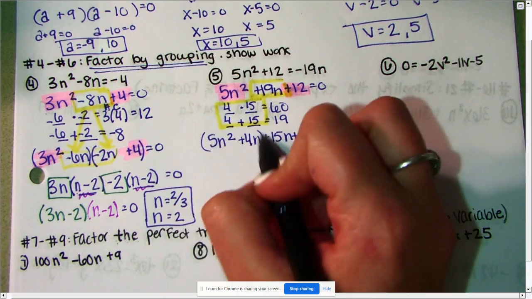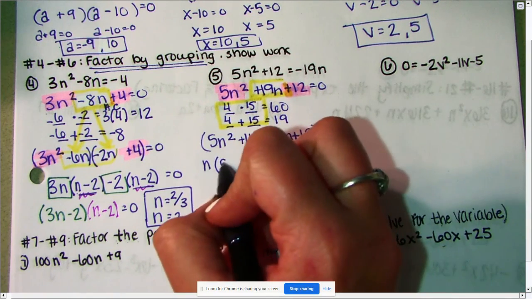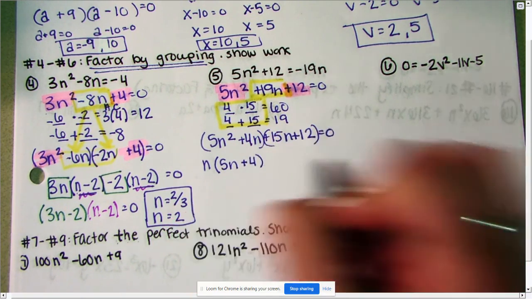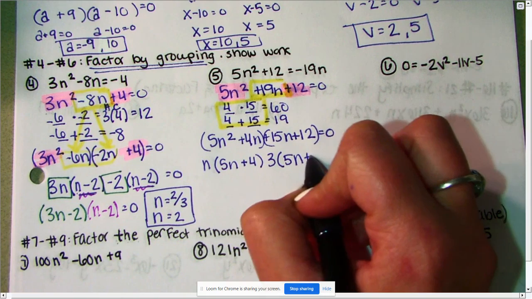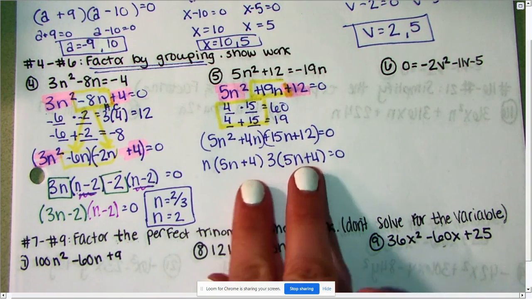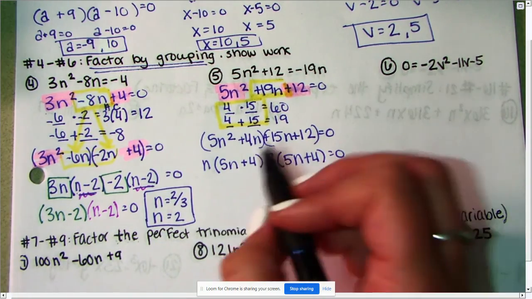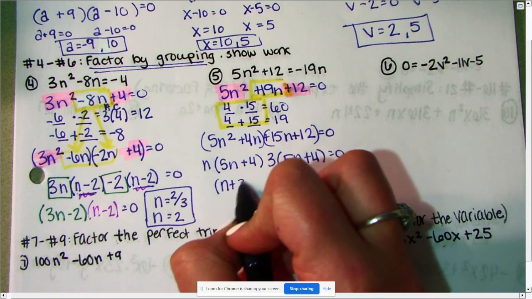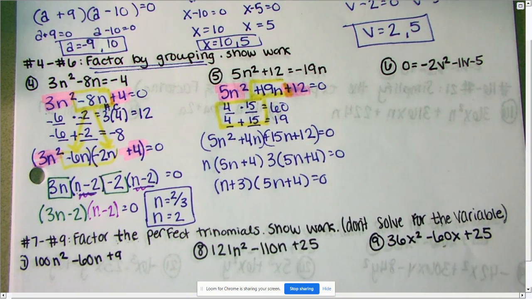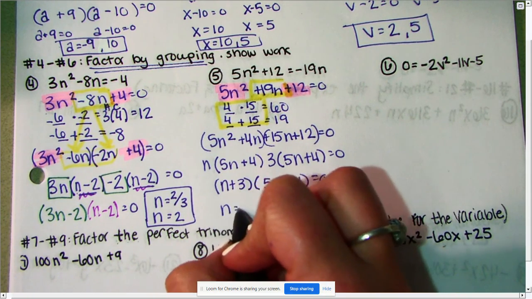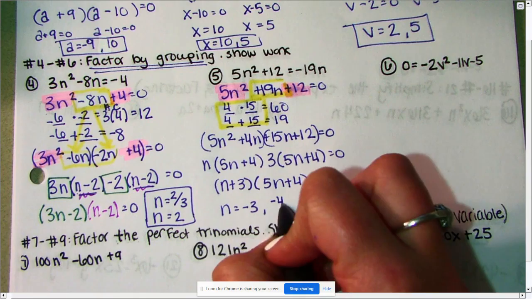Then I'm going to group. First two, last two. GCF here is an n, so I am left with 5n plus 4. GCF here is a 3, so 5n plus 4. Again, the goal is for these two to match. If they don't match, that means you haven't either found the right factors or you didn't pull out a big enough GCF. Now we group the GCFs together and then write the repetition parentheses together one time. Set them each equal to 0, so n is going to equal negative 3 because I subtract 3. And then right here, I would subtract 4 and divide by 5, leaving me with negative 4/5.